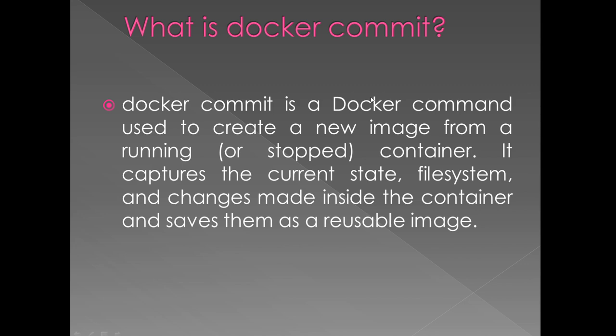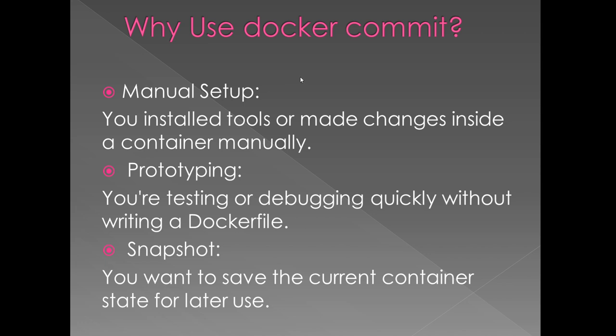Docker commit is a Docker command used to create a new image from a running container. It captures the current state, file system and changes made inside the container and saves them as a reusable image. Why use Docker commit? Manual setup: you install tools or make changes inside a container manually. Prototyping: you are testing or debugging quickly without writing a Dockerfile. Snapshot: you want to save the current container state for later use.